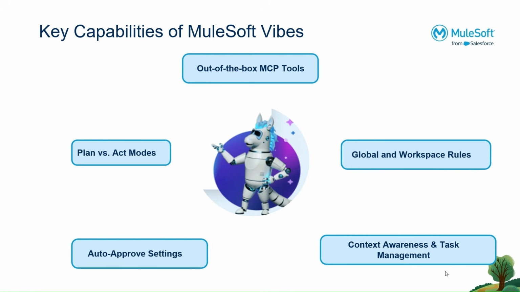And then second is the plan versus act modes. So we can choose how MuleSoft Vibes works. In plan mode, Vibes drafts a detailed step-by-step plan before making changes. And in act mode, MuleSoft Vibes executes a task immediately. So this flexibility means that you can review before acting or move fast when you need to.